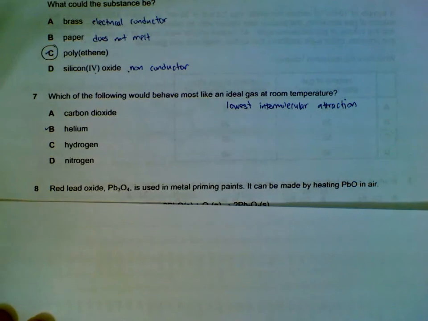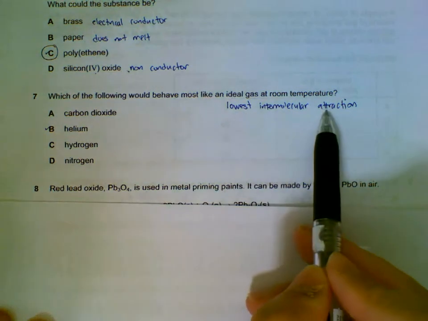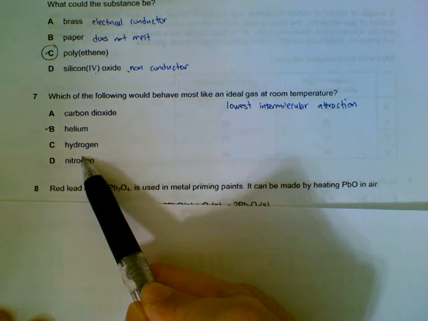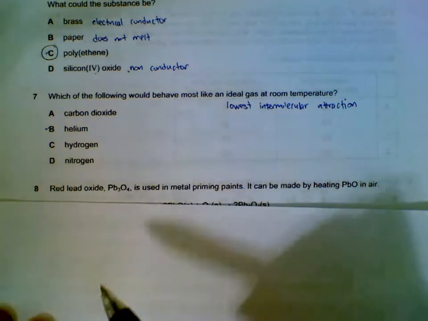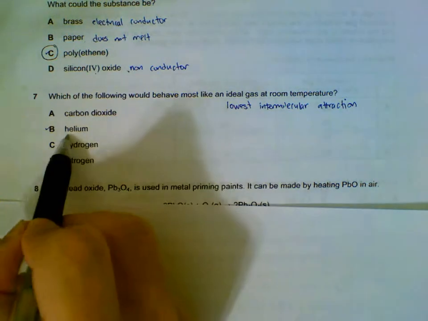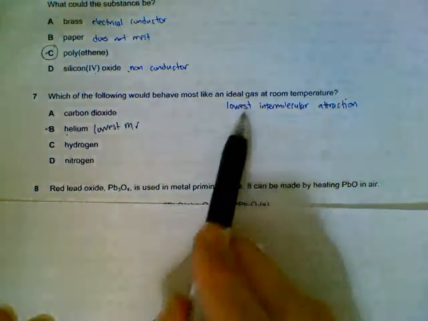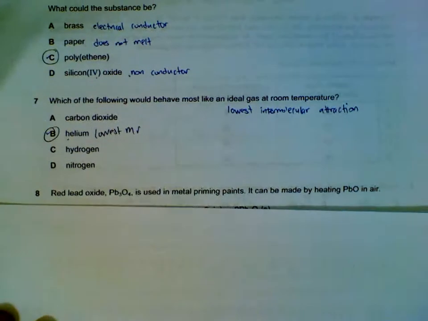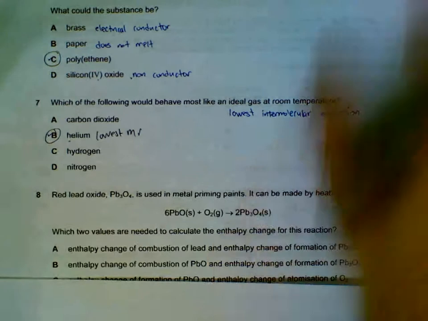Number 7, which one behaves most like an ideal gas? Means lowest intermolecular attraction. If you go down the 4 options, all of them are non-polar, so all of them are induced dipole-induced dipole. Since all of them have induced dipole, we can compare the MR. The lower the MR, the lower the intermolecular attraction. So helium has the lowest MR. If you have the lowest intermolecular attraction, you will follow ideal gas laws most closely, because that's one main assumption of ideal gas.